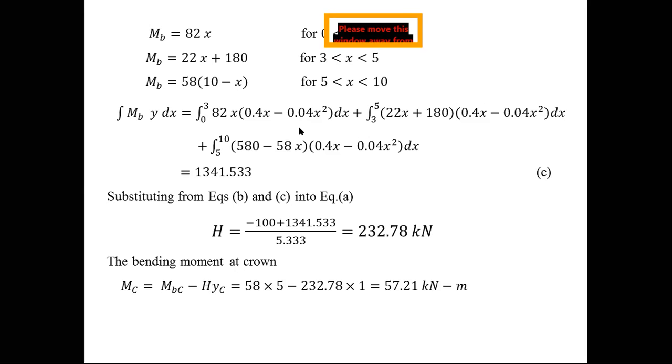Are you getting the values? What is the first term value, second term value, and third term value? This is the final solution.